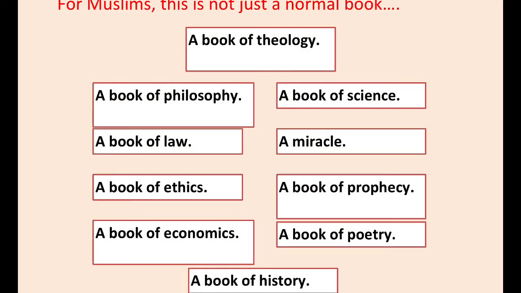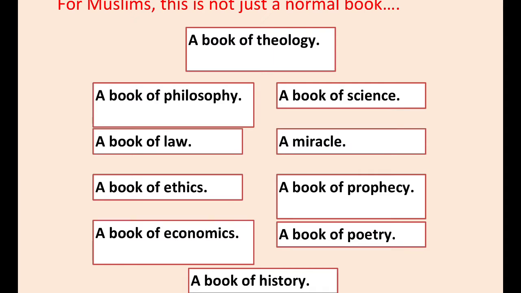So the Quran isn't a normal book. It's got philosophy, it's got science, law, miracles, ethics, prophecy, poetry, and also a complete understanding of how to live. Because Muhammad recited a lot of this while he was in Medina as well, it's about how to live. And so you've got developments on the 5 pillars, how to treat people, economics, all sorts of things.